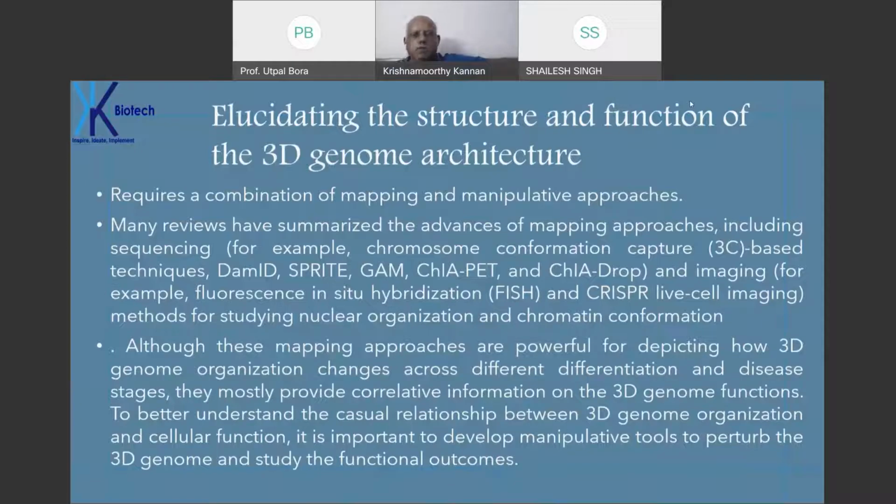And remember that because of technological advances, many techniques which are common have become obsolete or are becoming obsolete. I want you to go yourself and search what is the popularity of the 3C technique, what is the popularity of DamID, or is it falling down, or SPRITE or GAM. You will find that with the advancement in technology and microfabrication, many techniques which were important 10 years back might be losing their significance.